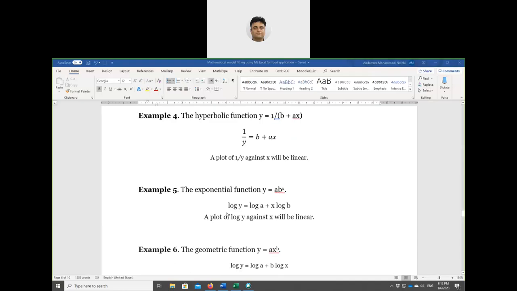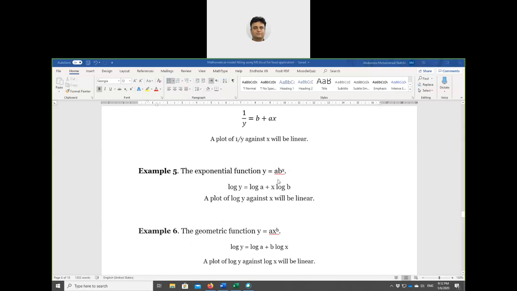Another example is the exponential function y equal to a b power x. This is because x, the independent variable, is in the power. This one also is not linear. Even though both have power 1, it's not linear because x is in the power. This is the exponential function.